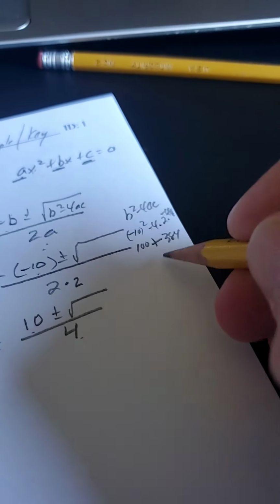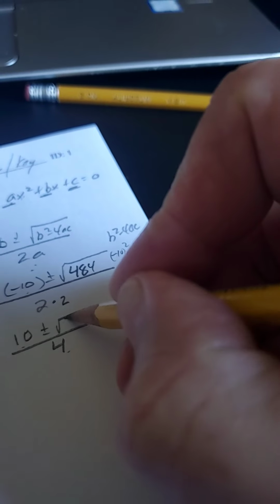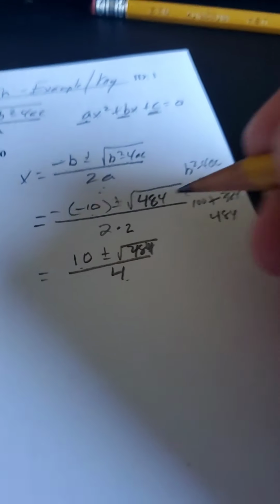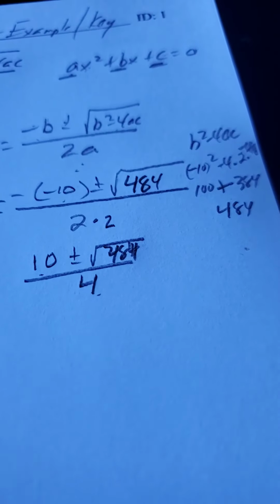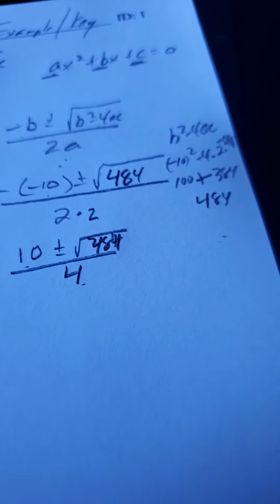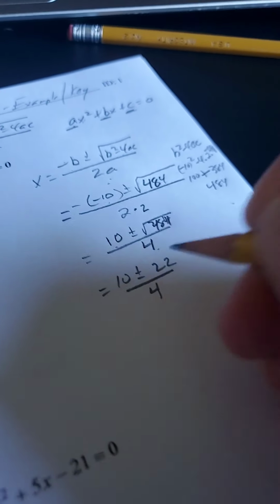I want to turn the calculator on. 4 times 2 times 48 is 384. Add 100 to that and you get 484. Now, I want to take the square root of 484. The square root of 484 is exactly 22. Okay, I intentionally gave you a slightly easier problem this time.